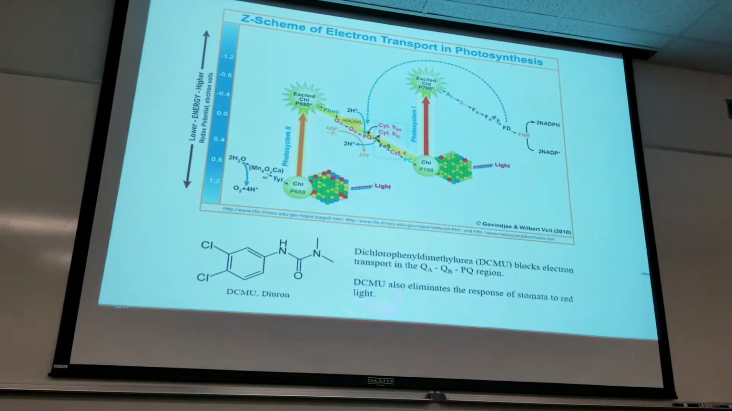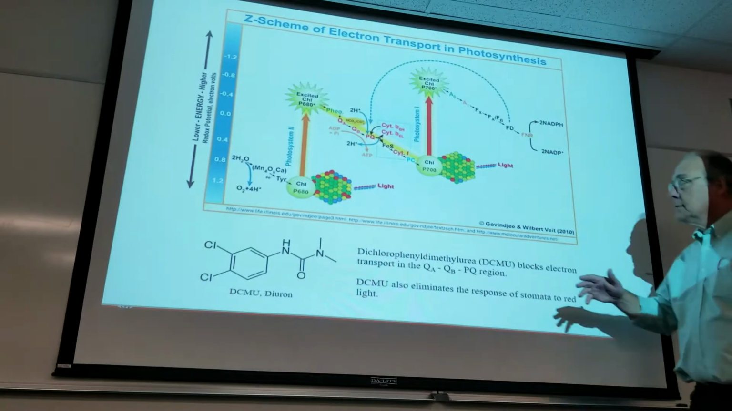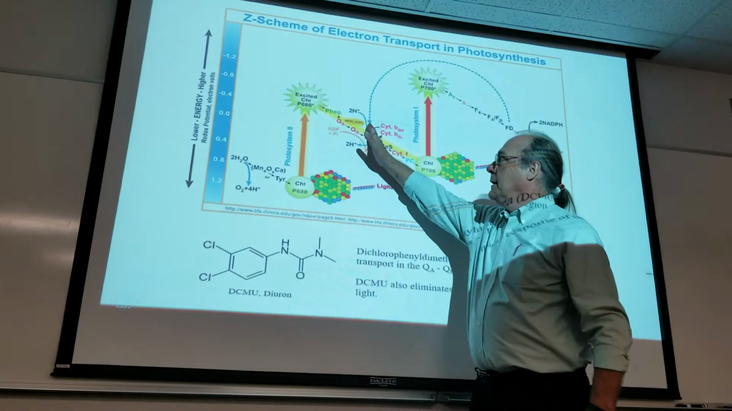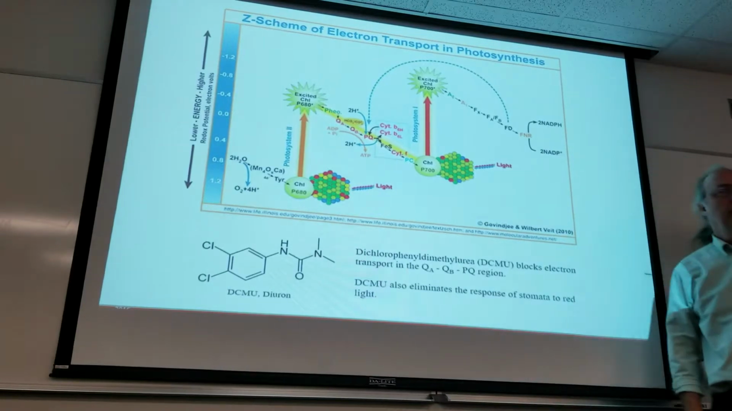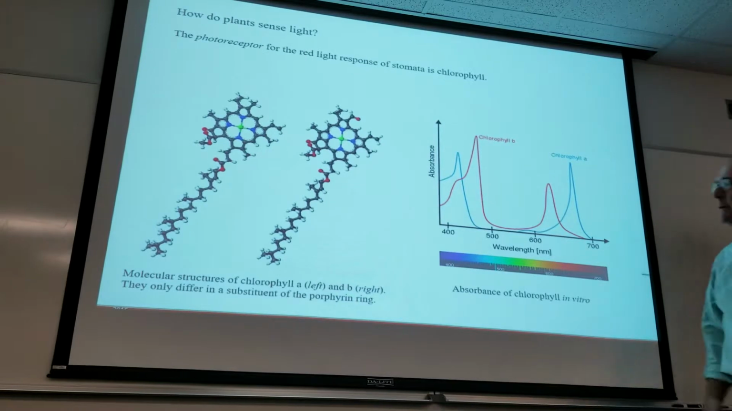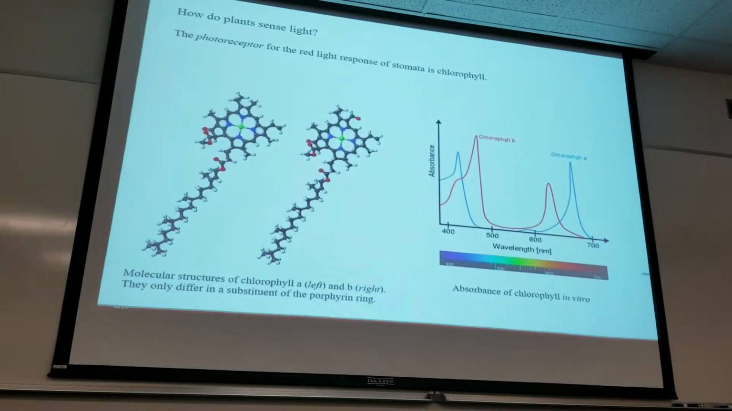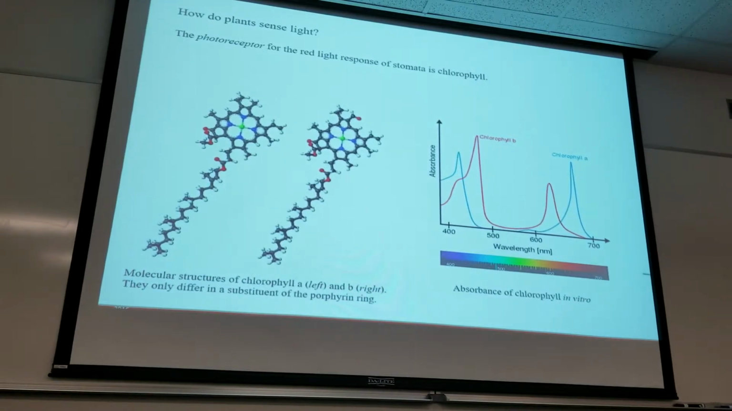Okay, so DCMU inhibits, it eliminates the red light response of stomata, but not the blue light response. I'll come back to that. Because the question that arises then is one that came up the other day: how does this work? How do guard cells sense that light? What's the photoreceptor? What's the sensor in the cell that lets the cell know that the light's turned on?